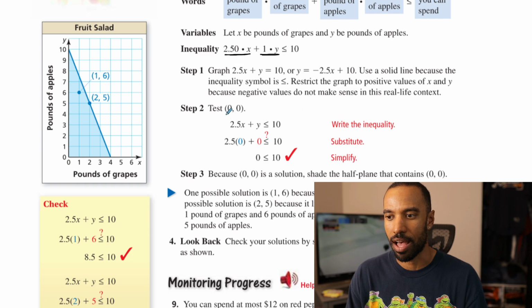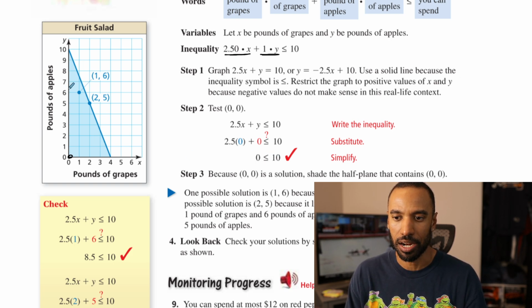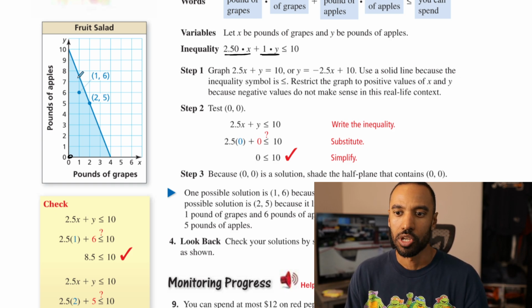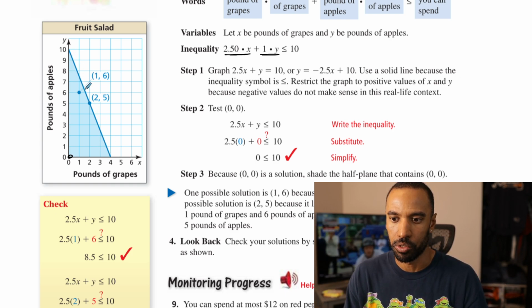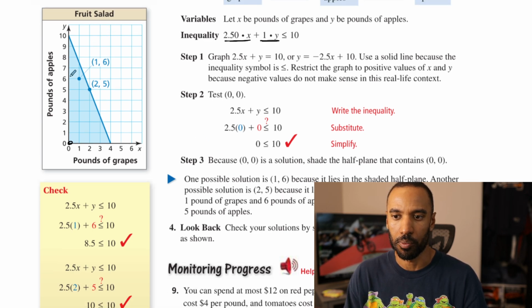Now, when they test a value like 0, 0, you'll notice that 0, 0 becomes a true statement to this. It's a solution to it. So 0 is less than or equal to 10. It works. Therefore, we would shade on this side of the boundary line. But we're only going to be in the first quadrant. So these are the only things that can represent solutions on the line and within the first quadrant somewhere on the line. Now it said choose two solutions and interpret what they mean.